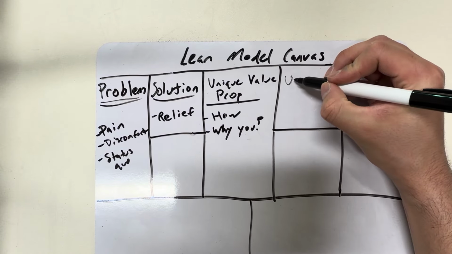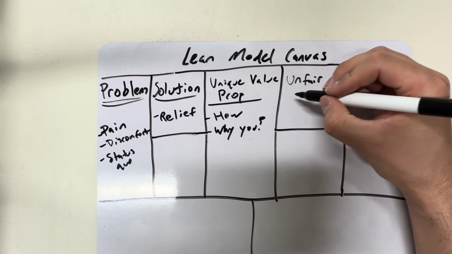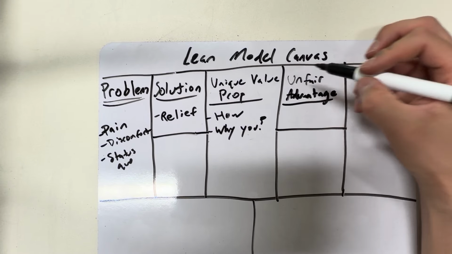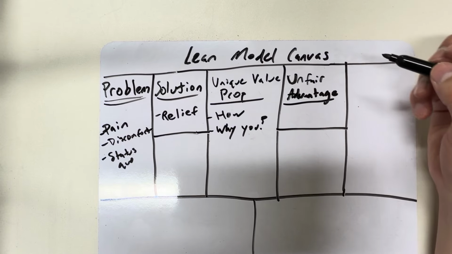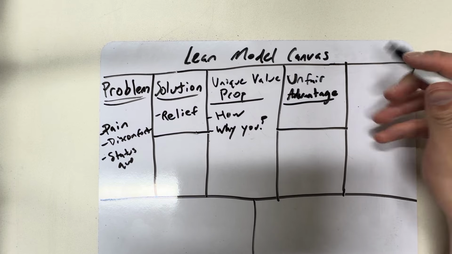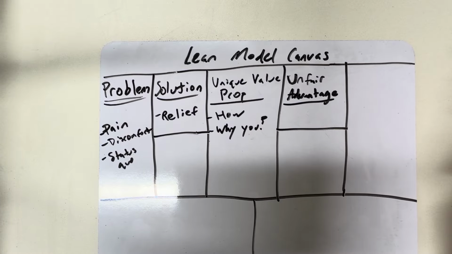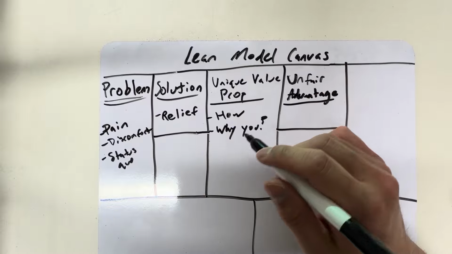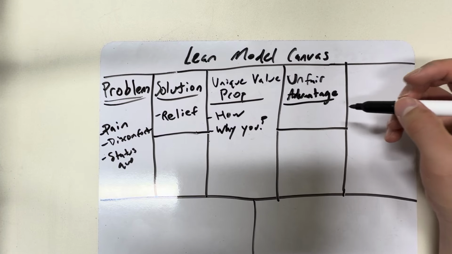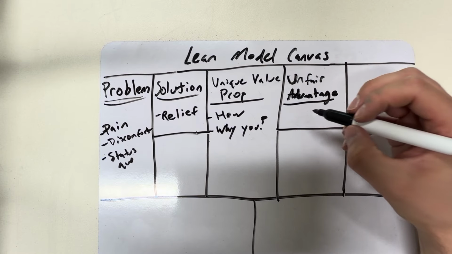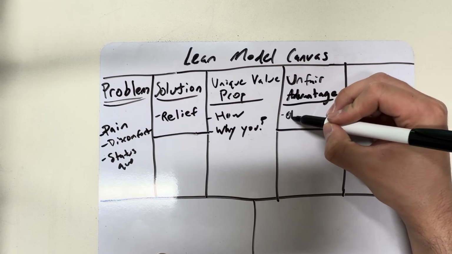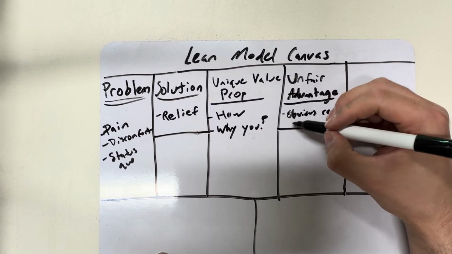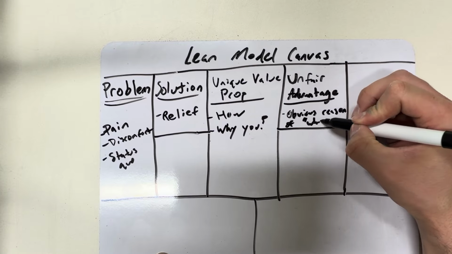Now, the next thing in the value prop is thinking about your unfair advantage. Your unfair advantage. So this unfair advantage is kind of playing off of the unique value prop. But the unfair advantage is like the obvious reason of why you.